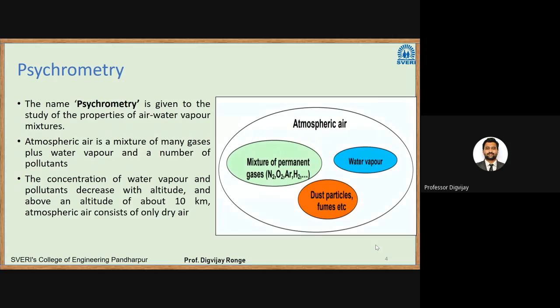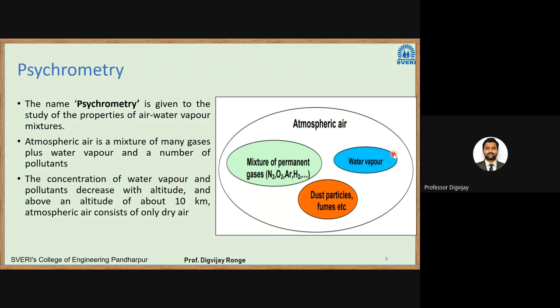So in the last lecture we started with air. When I say atmospheric air, it is a mixture of various things. First, it is a mixture of various gases that you already know: nitrogen, oxygen, argon, helium, hydrogen. The percentages we also know: oxygen is 21% by volume, nitrogen is 78%, and other gases fall under that 1% category. Then we have water vapors present in it.